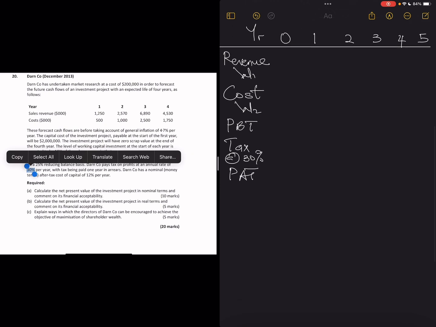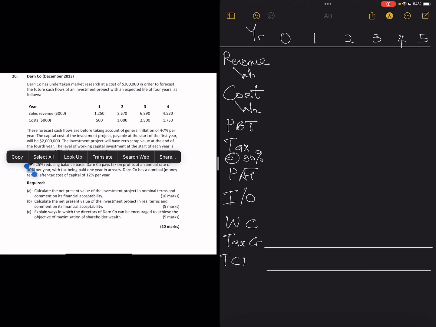Then we can add the cash flows from the balance sheet items, which start from the initial outlay, which is the initial investment. After initial investment, we're going to have the working capital. Then we're going to have the tax benefits on the equipment, so we have the tax credit. It's a cash flow that's given to you on the statement of financial position. Don't add it to P&L. So once we do all of that, we can have the total cash flows.